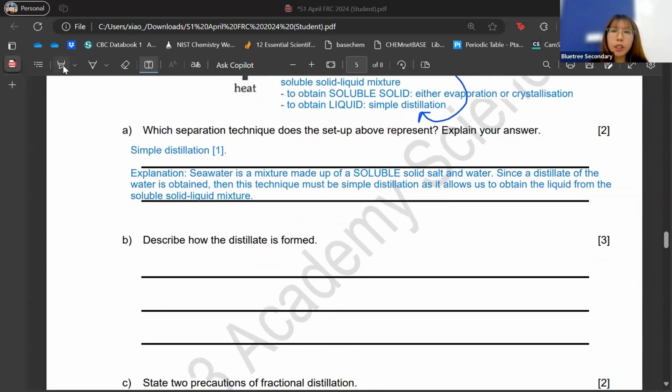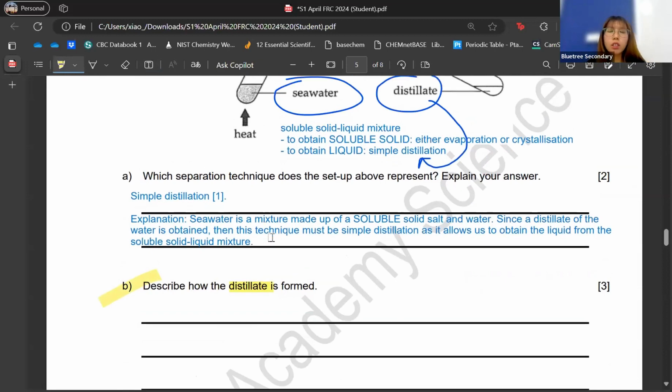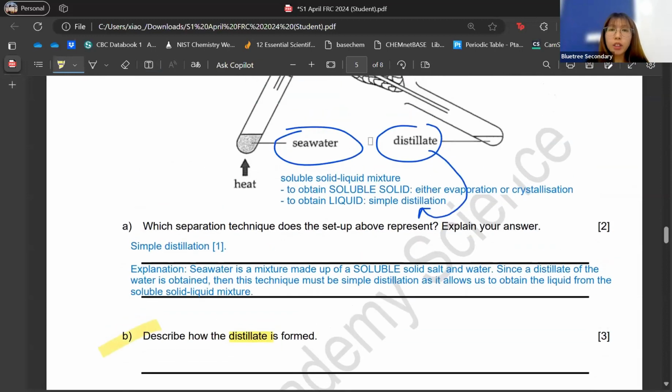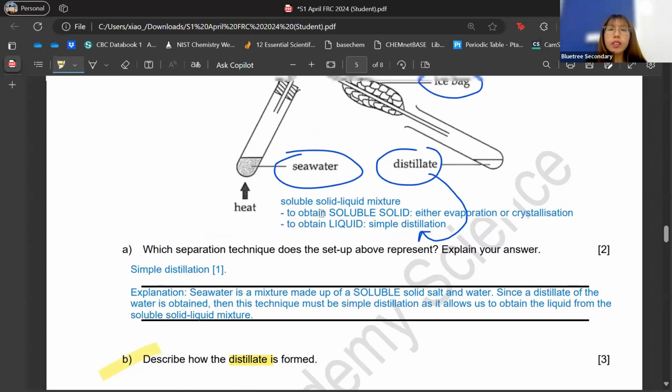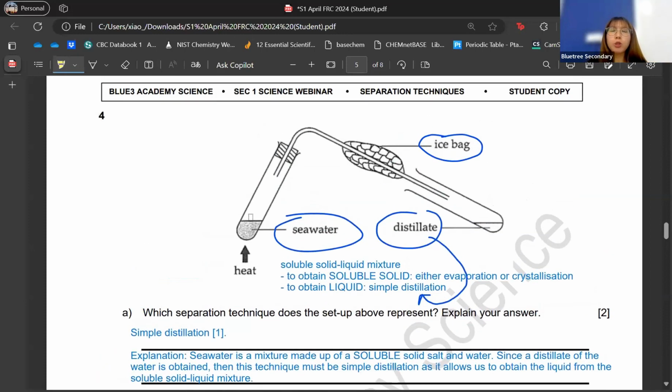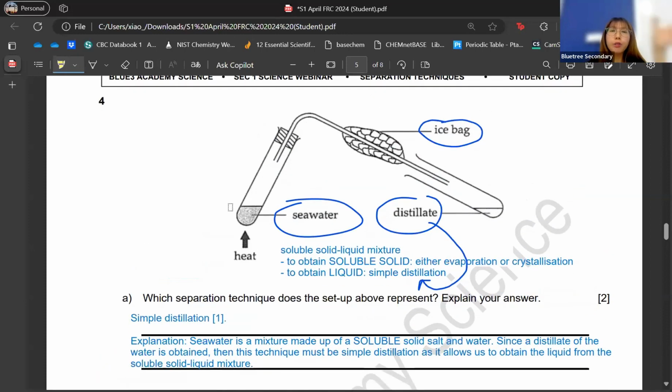This is a very typical question: describe how distillate is formed. Take note, this distillate you can name, but you should know that it is water, because distillate is the liquid in this mixture. We already know that seawater is salt and water. That's why the distillate, the liquid, is the water. So how is this distillate formed? You are supposed to explain all of the important processes that allow us to obtain water from the seawater all the way to the water as the distillate.